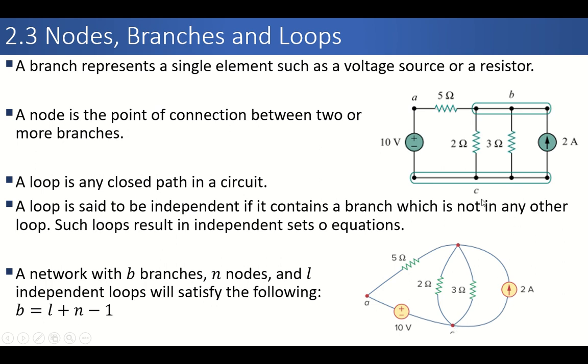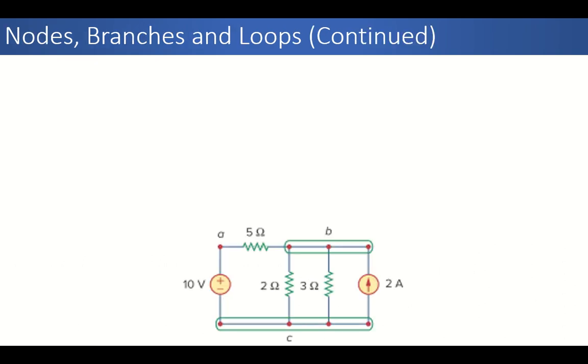So you can see that with point C there are 4 elements or branches connected. With point B there are 3 branches connected. With point A there are 2 elements connected. So we can also redraw this circuit, but obviously in circuit analysis we prefer this kind of circuit that gives us a clear picture.